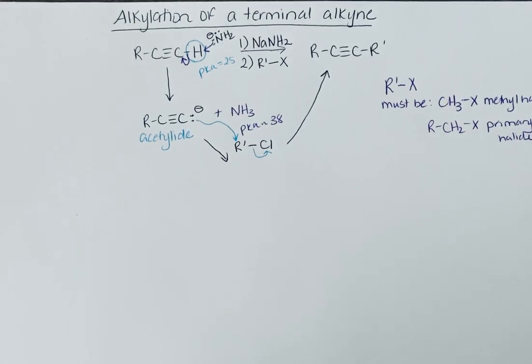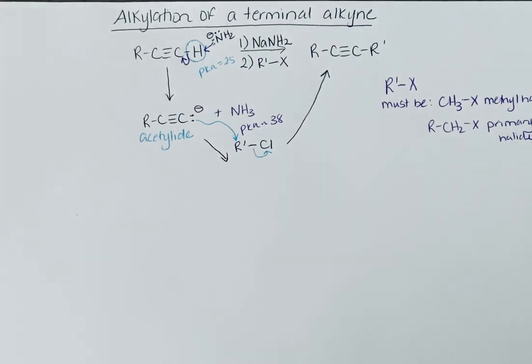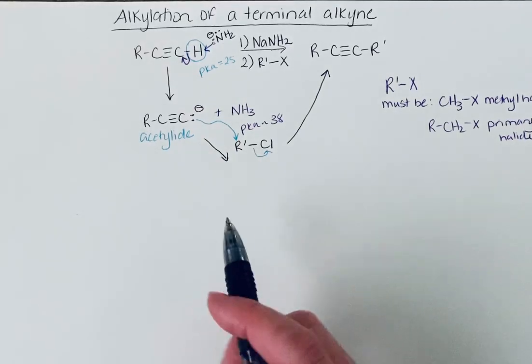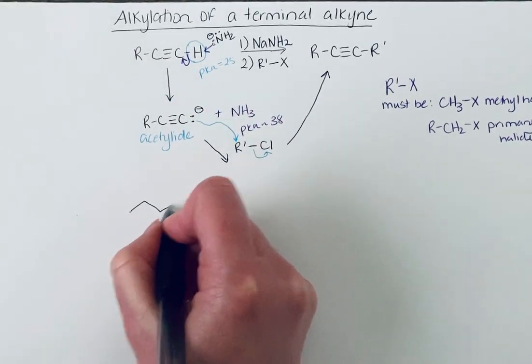If we were to try to use a different halide, something more substituted than a primary halide, we would end up with a competing reaction taking place, and we will talk about that reaction when we get to chapter 9. Let's look at some specific examples here. So I'm going to fill in some R groups with some carbon atoms.